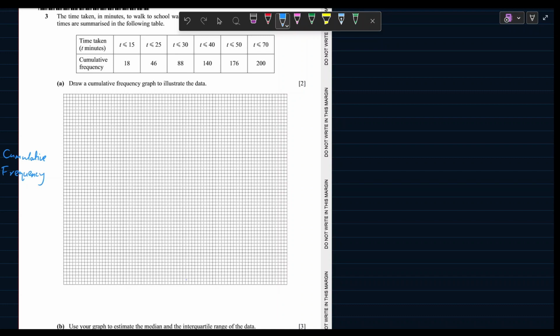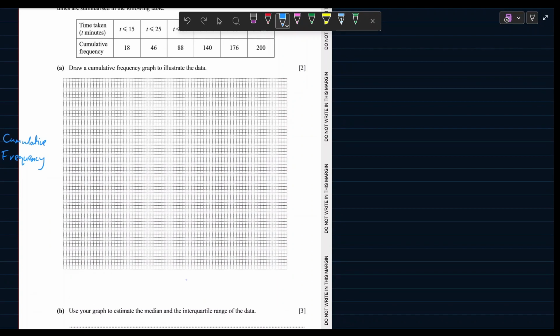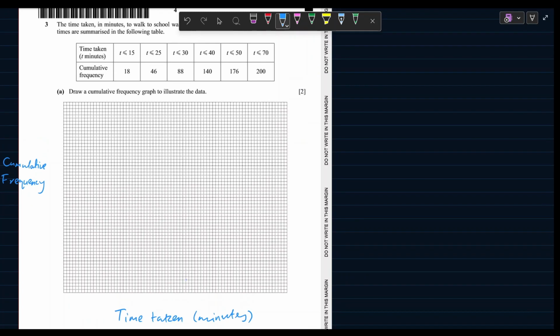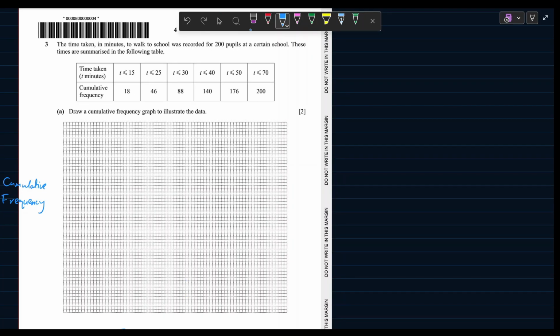And then on the x-axis, you're going to have your time taken in minutes. And we need to come up with a scale. So looking at the x-axis, we have a total of 70 minutes. Okay, so the maximum time taken is 70 minutes.